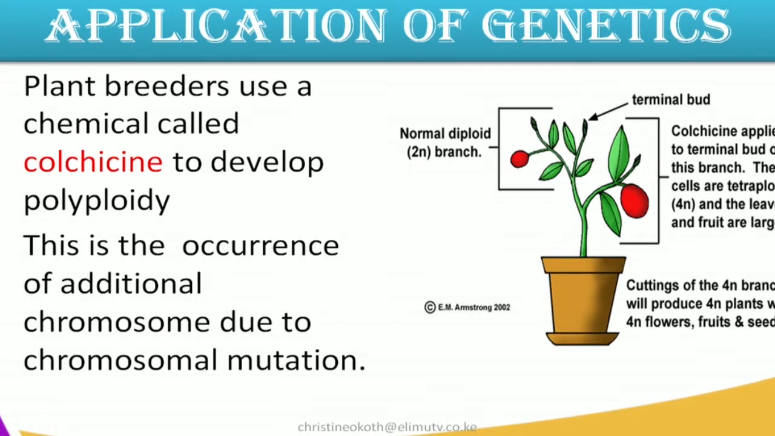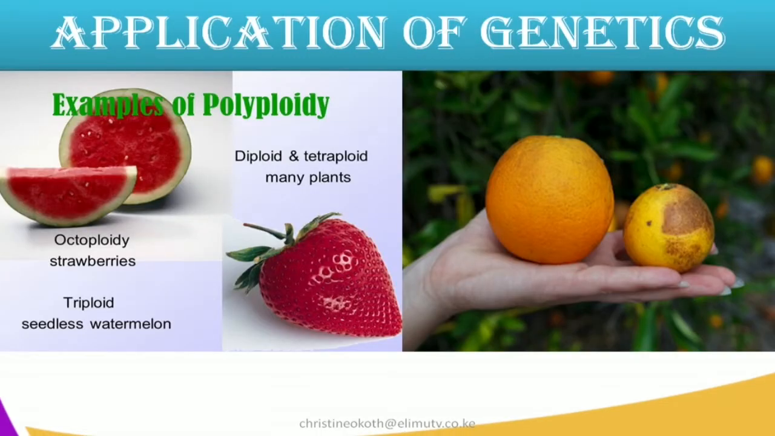So what happens? Polyploidy is the occurrence of additional chromosomes due to chromosomal mutation. This chemical we call colchicine is applied to the terminal buds of the branches. So the cells are tetraploid. Initially they were 2N, now they are 4N. It means that it has doubled up. So the size of the fruit or the size of the plant is also going to double up, and it's going to be larger than the normal fruit. These are just examples of where polyploidy has been applied when you take that chemical colchicine and apply it.